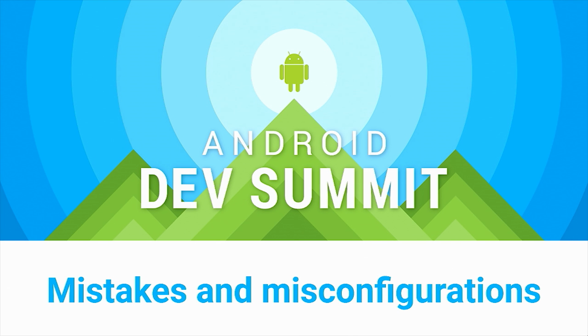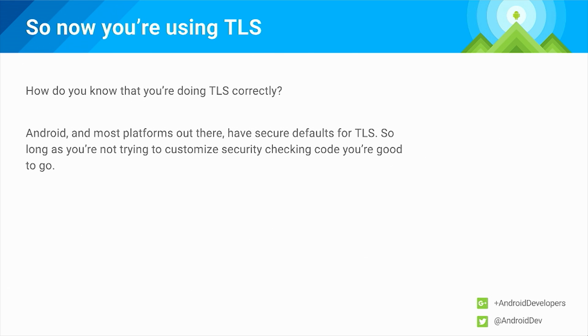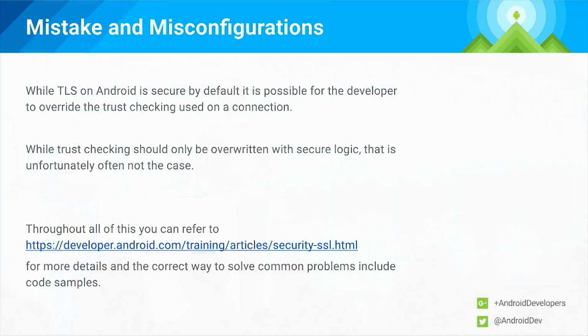So now my favorite part, because I'm a security person, are the various mistakes and misconfigurations that people make. So how do you know that you're using TLS correctly? Well, the good news is it's secure by default on basically all modern platforms. So if you don't try and do anything custom, you are good to go. Life is great. You don't need to do anything. Unfortunately, it's possible to override a lot of these defaults. And you'd like to hope that no one overrides these with insecure code, that it's always secure code that's well thought out. But that's really not often the case.